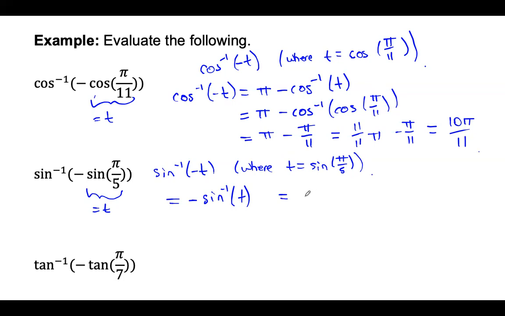So then this is equal to negative sine inverse, and t is equal to this stuff. So this is just then pi divided by 5. Okay.